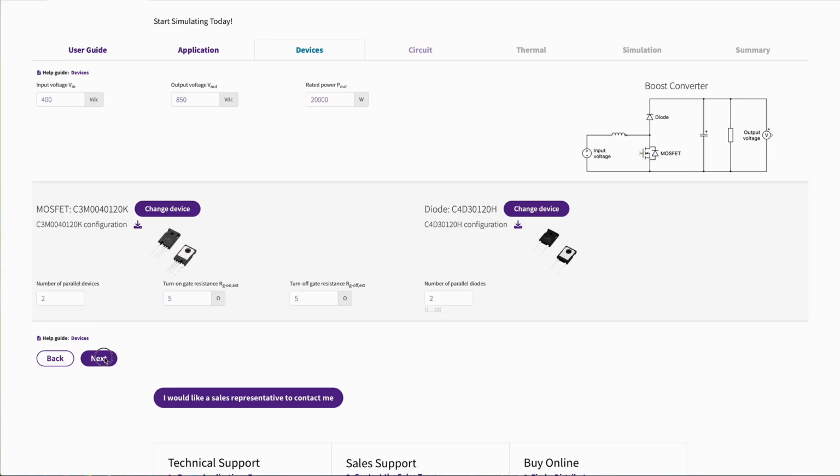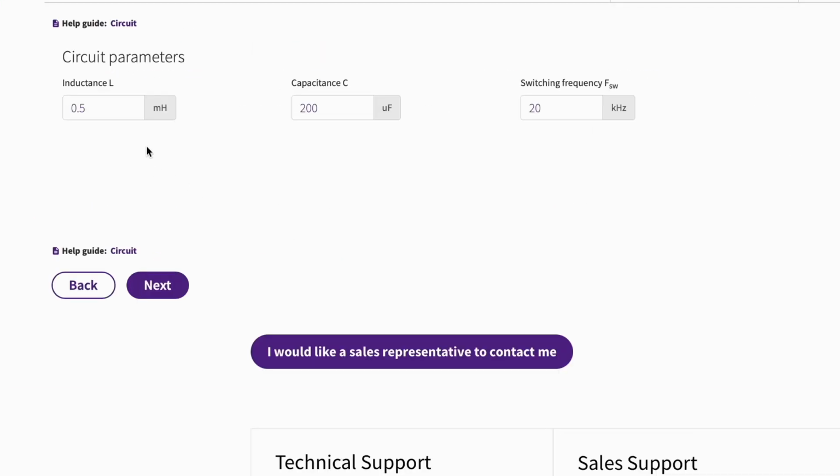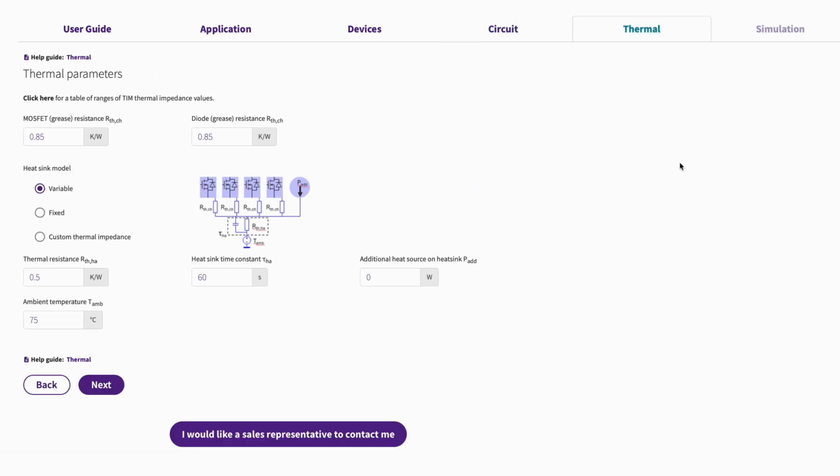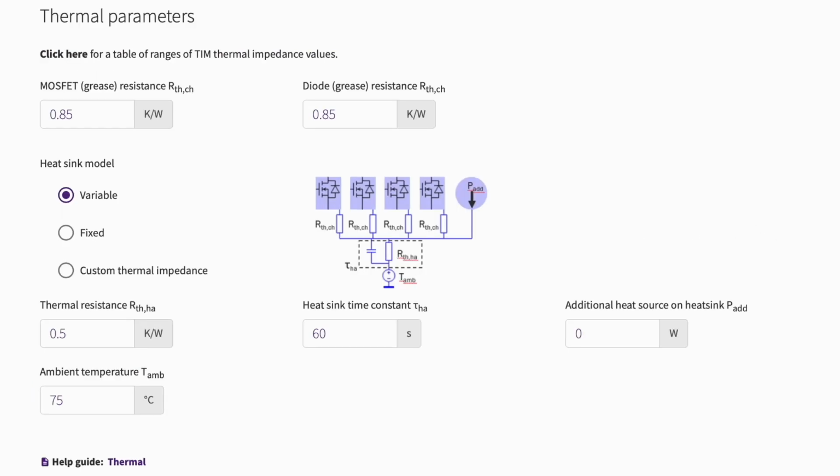In the circuit tab, we can choose the inductors, capacitors, and the switching frequency. Let's start with the given value. The next step is to choose thermal. In the thermal, there are two parts of it. First is the thermal resistance of case to heat sink. Here, I'm using the given value of 0.85 for a greased TO247.